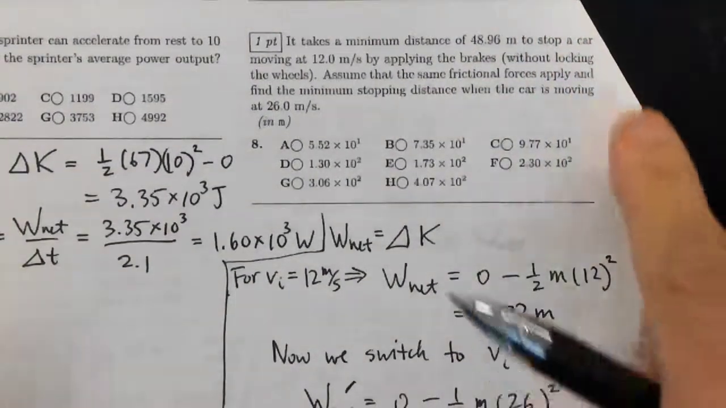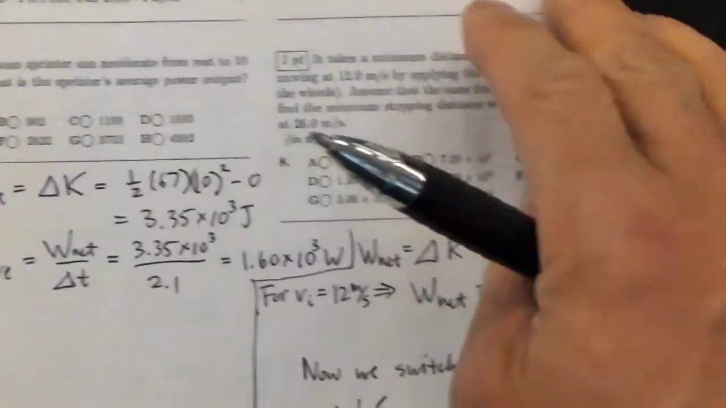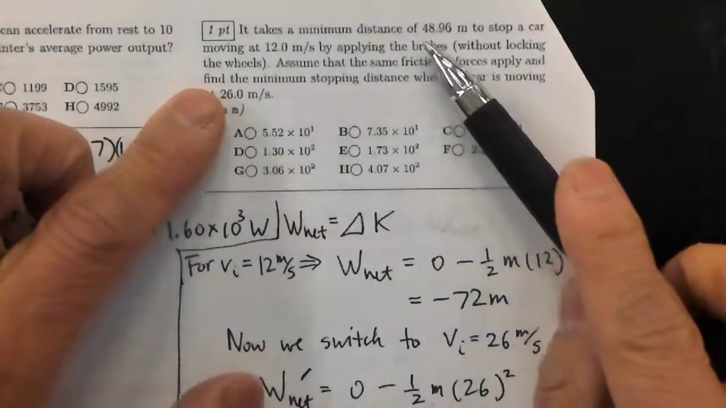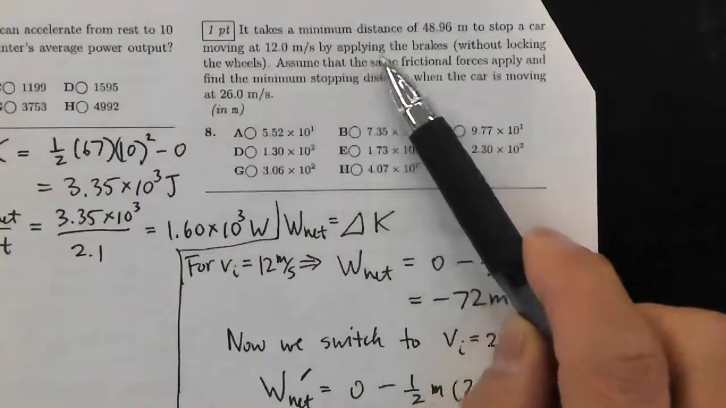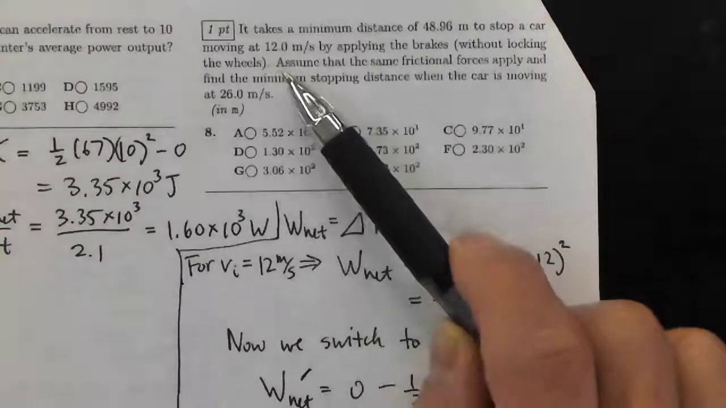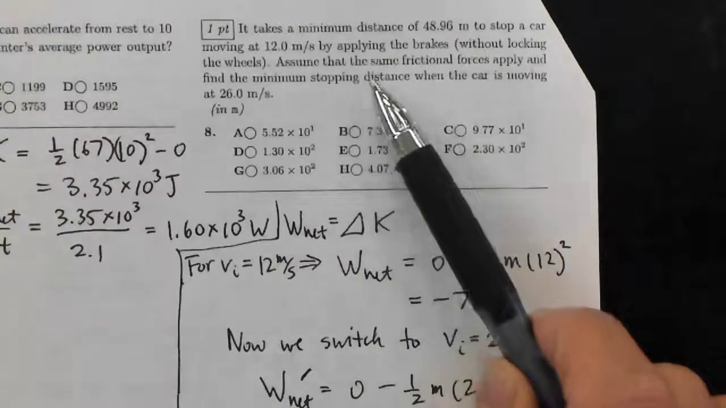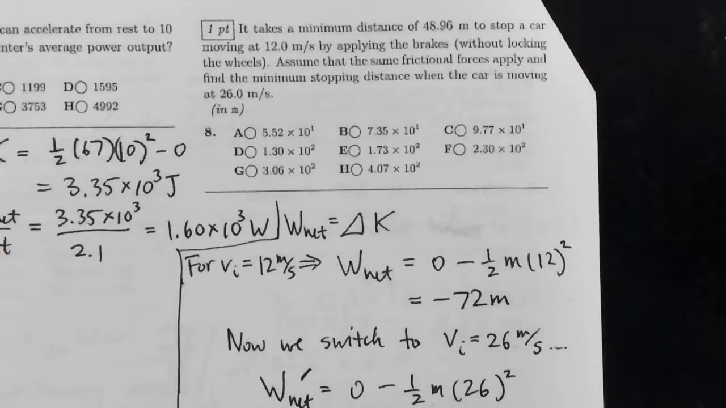Let's see. This one was an interesting problem. So this is your actual quiz 4, select number 8. Okay. It takes a minimum distance of 48.96 meters to stop a car moving at 12 meters per second by applying the brakes. Assume that the same frictional forces apply and find the minimum stopping distance when the car is moving at 26 meters per second. Okay, so the frictional force will be the same. We want to find out how much longer the car will be skidding.